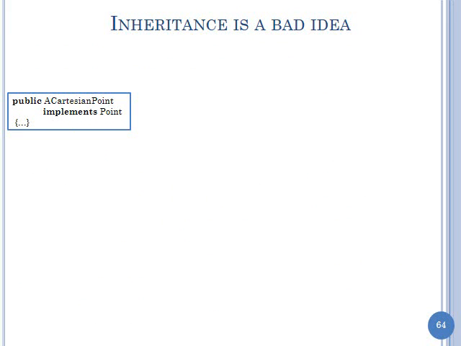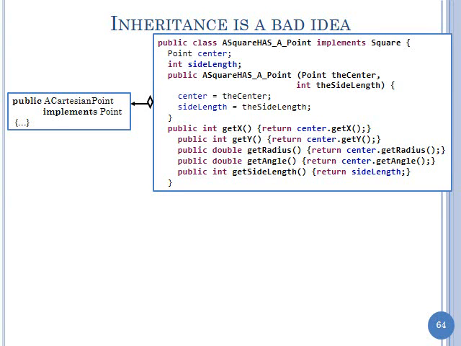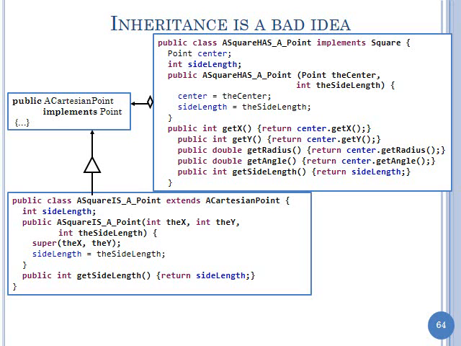Okay, so let's take an example here. I've got a Cartesian point. It's got x and y, and getX, getRadius. I want to create a square, which needs a point. I can either do delegation or I can do extension.